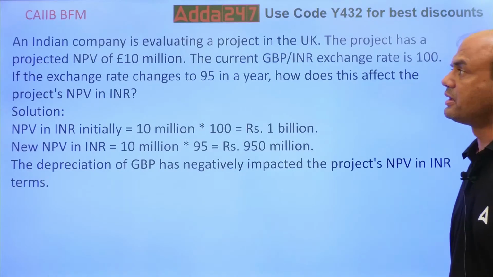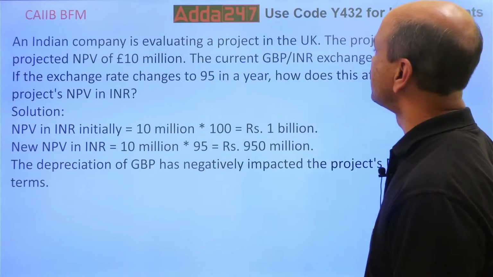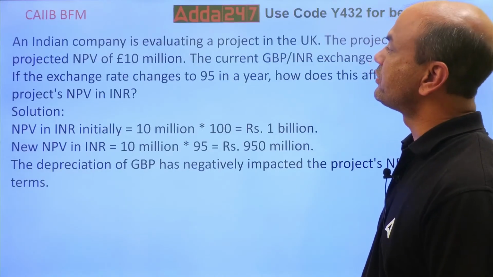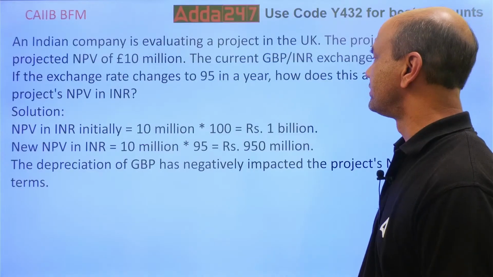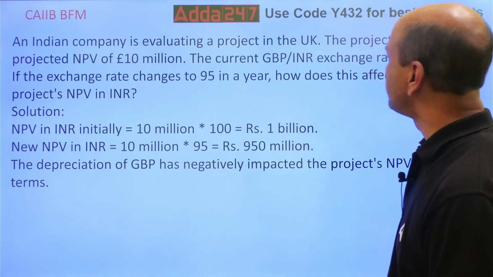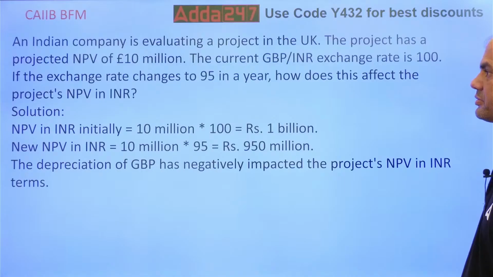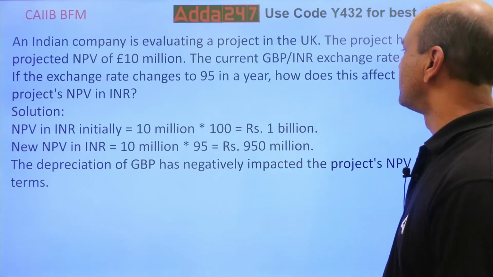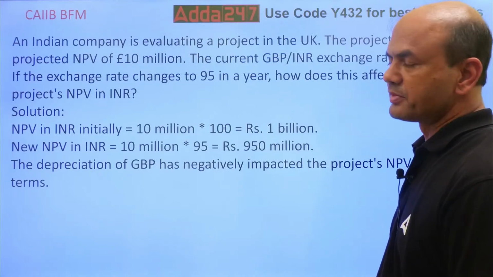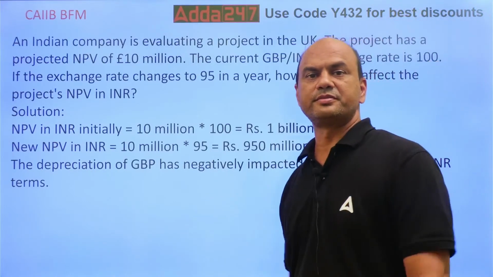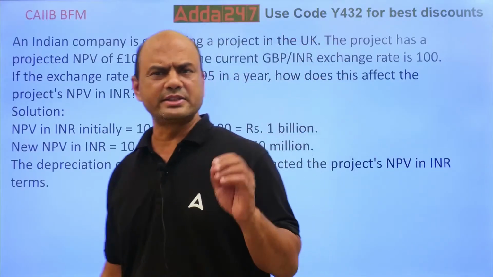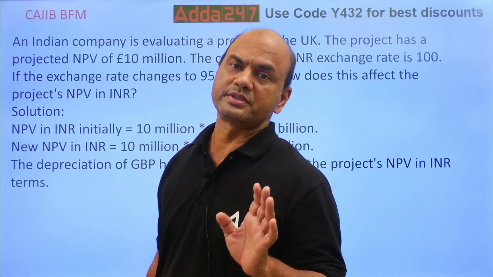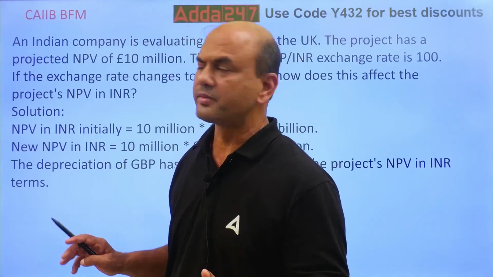An Indian company is evaluating a project in UK. The project has been projected at an NPV of pound 10 million. The current GBP to INR exchange rate is 100. If the exchange rate changes to 95 in a year, how does this affect the project's NPV? Understand the question first. This numerical is very simple, but you need to understand the logical part of this first.